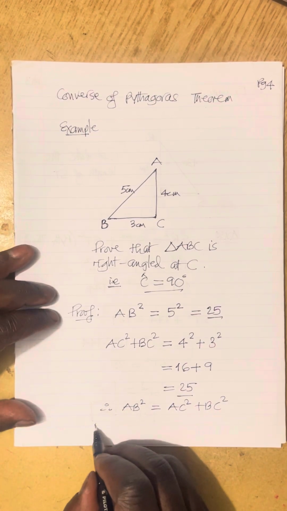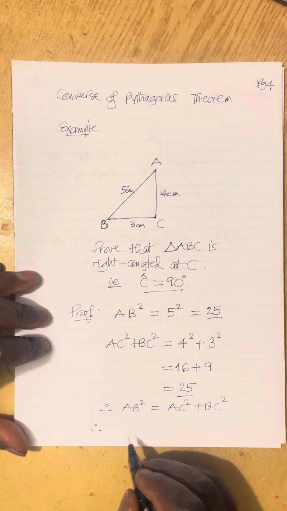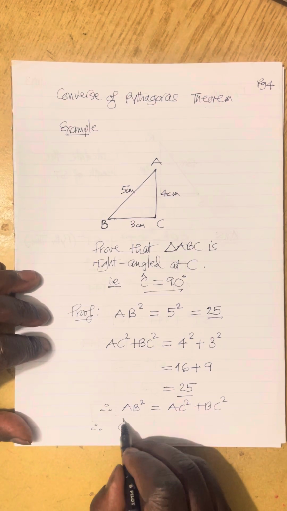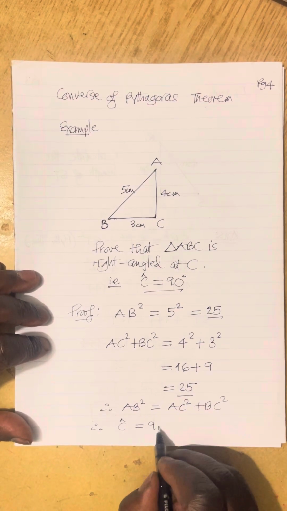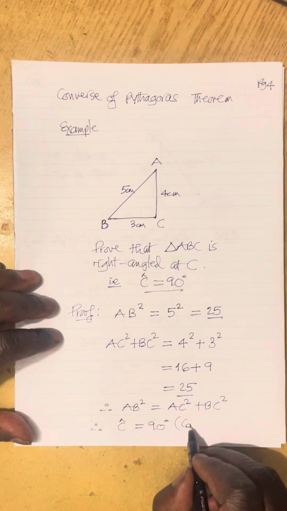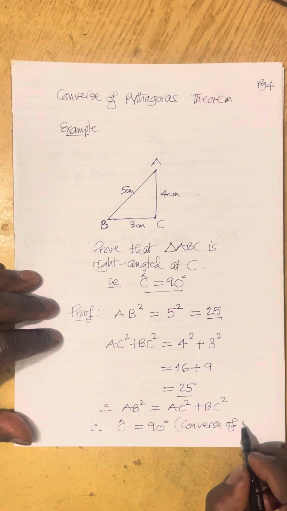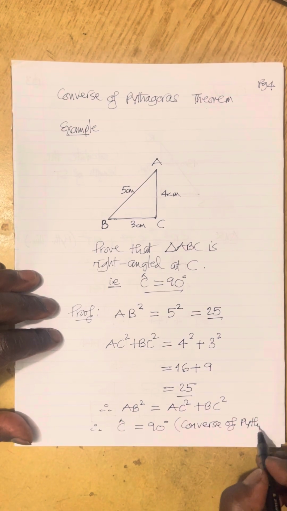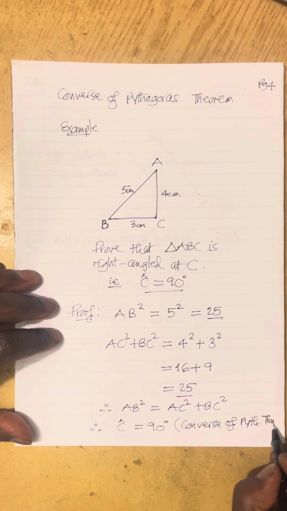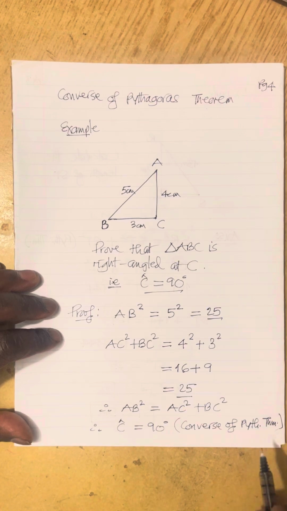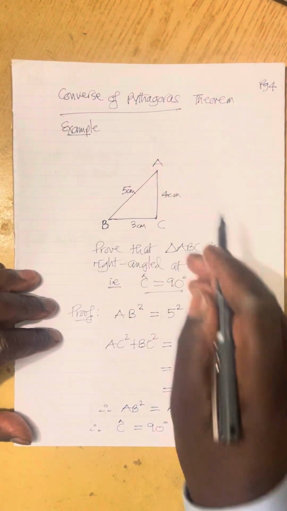And then you say, therefore, what are we going to say as our conclusion? Angle C is equal to 90 degrees. Why? Converse of Pythagoras theorem. Please take note of this. There it is, converse of Pythagoras theorem.